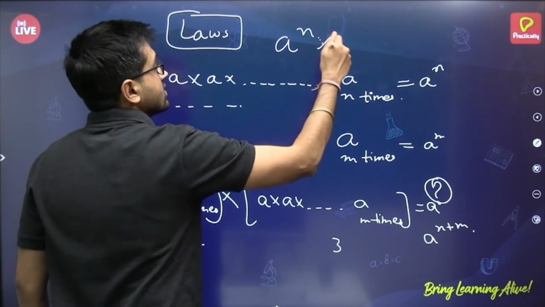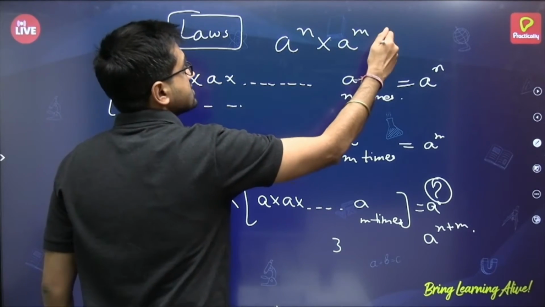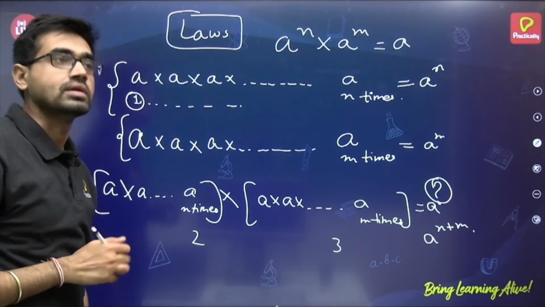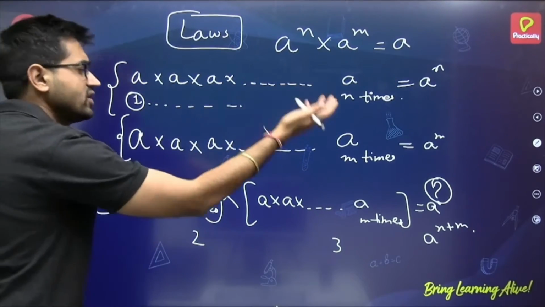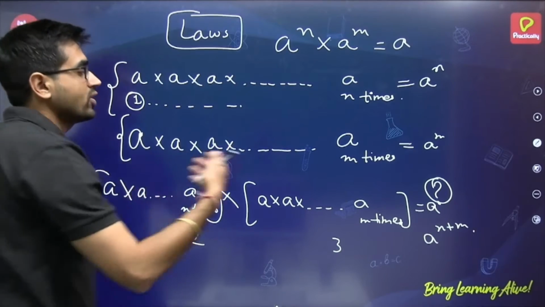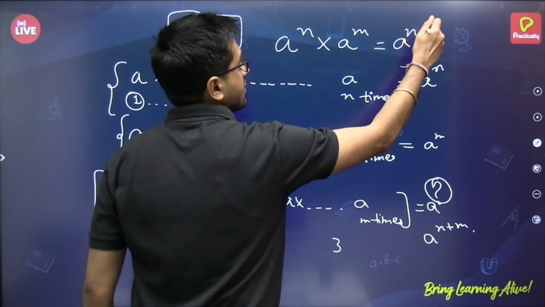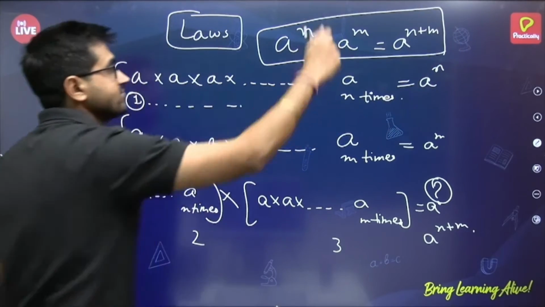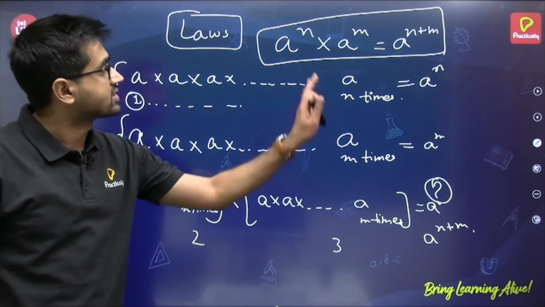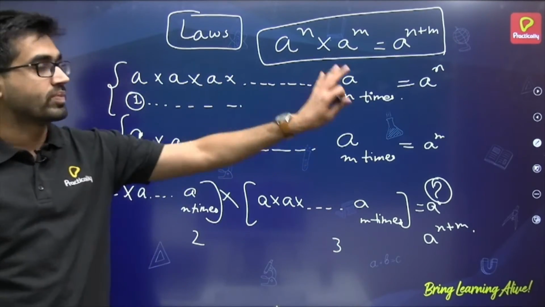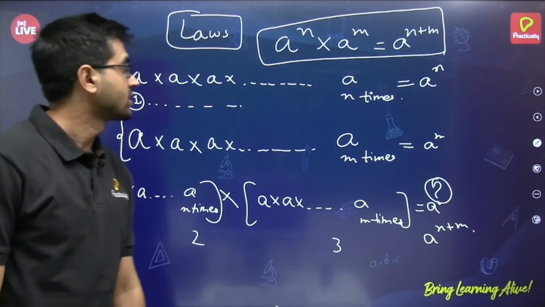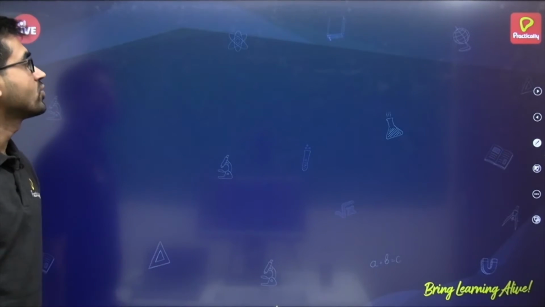So the law is very simple. The law says that two numbers with the same base but with any power. It's not that they have to be different powers. Any power. If it is n, if it is also n, okay. I just wanted to explain it to you this way. It will become nothing but n plus m. And here this completes. a to the power n multiplied by a to the power m is nothing but a to the power n plus m. Simple, easy.